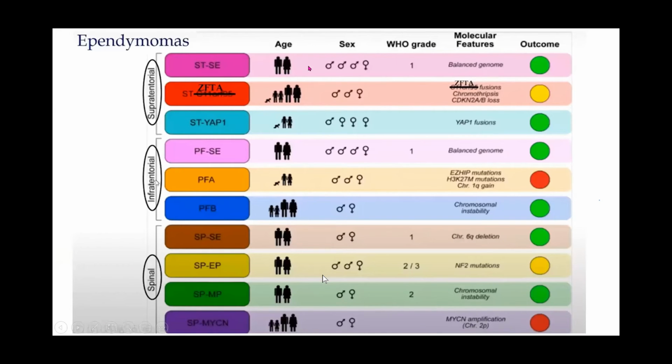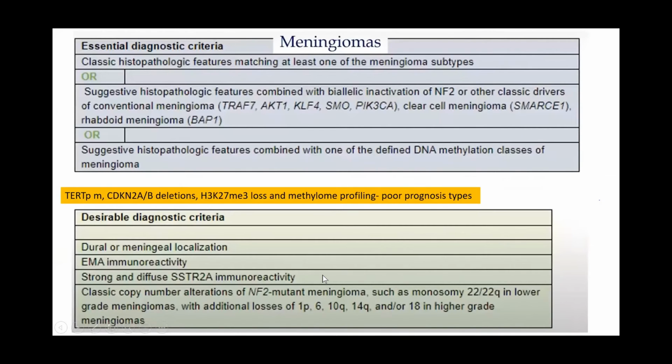So these are all the methylation subtypes of ependymomas which I have already told you in brief, and that will be a repetition, so I'll skip that. Amongst the meningiomas, the major changes that have occurred are that you no longer call a meningioma atypical or anaplastic. You just call it a meningioma and you give it its WHO grade based on histopathologic features, but you can also grade a meningioma based on its molecular features.